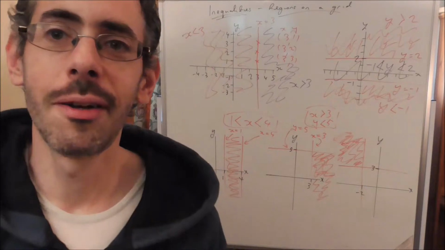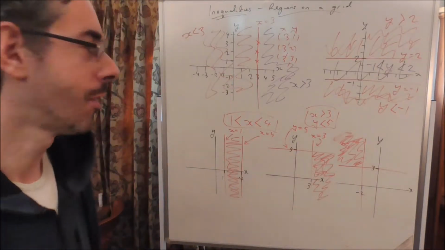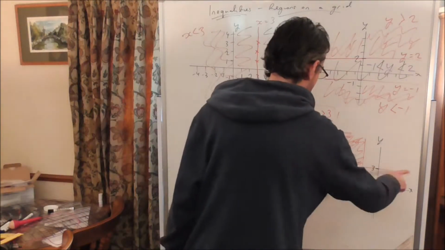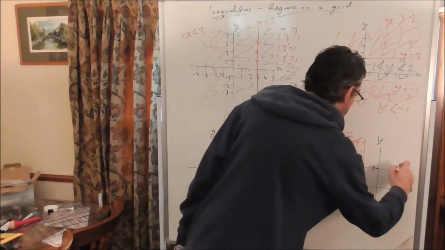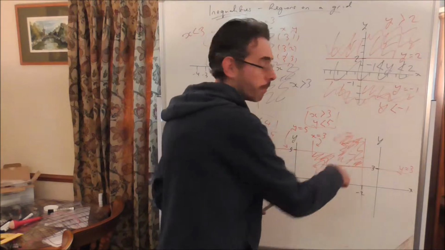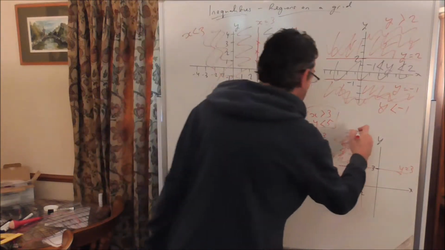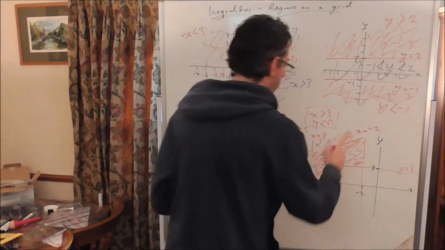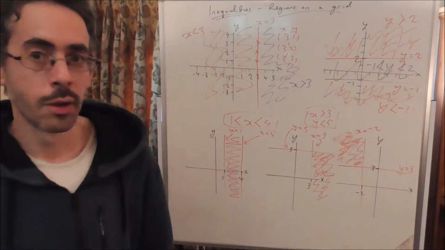Well, again, let's write down the equations of the lines first. So this line is a horizontal line going through 3. So it's y equals 3. It's the line where all the y-coordinates are 3. This is a vertical line going through -2 on the x-axis. So it's x equals -2. So on the line all the x-coordinates are -2.